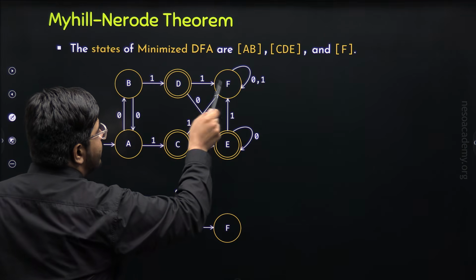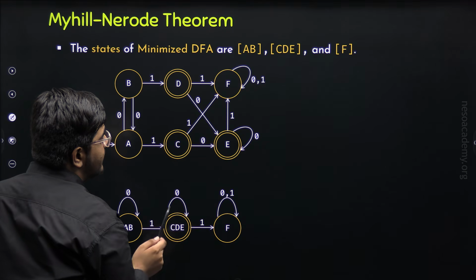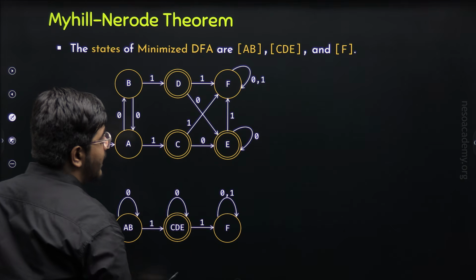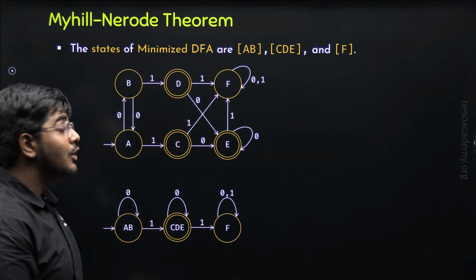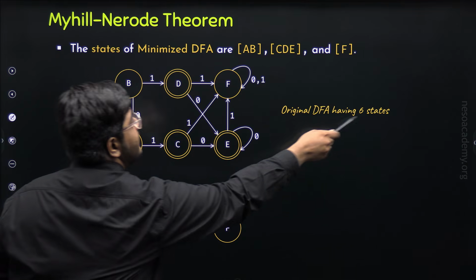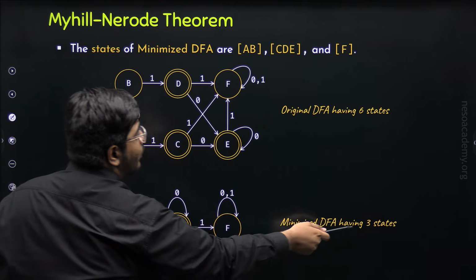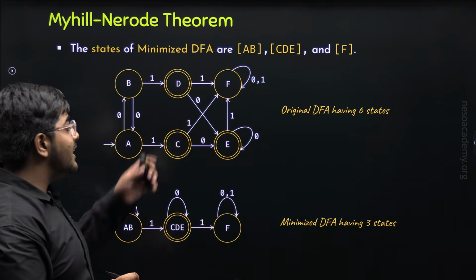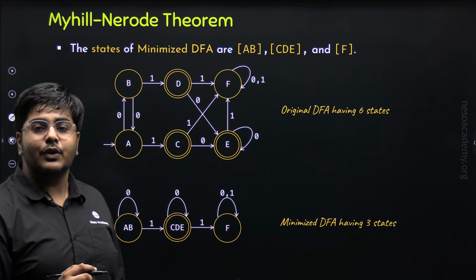Now F on 0 gives F and F on 1 also gives F. So we will simply create a self loop of the symbols 0 and 1 over the state F. This is the transition diagram of the minimized DFA. So originally we had 6 states, and in the minimized DFA, we have only 3 states. In this way, we have minimized this DFA using the table filling method or Myhill-Nerode theorem.